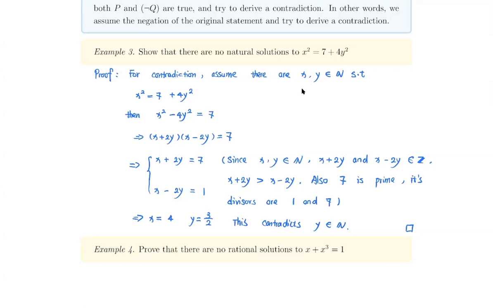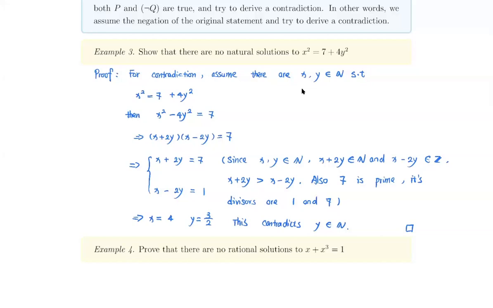Let's make it more accurate. Let this be a natural number. And we know that x plus 2y has to be greater than x minus 2y. That means this can only be 7 and this can only be 1. No, they cannot be negative because x and y are natural numbers. Here, we're talking about natural solutions. So x plus 2y can only be natural and x minus 2y can be an integer.